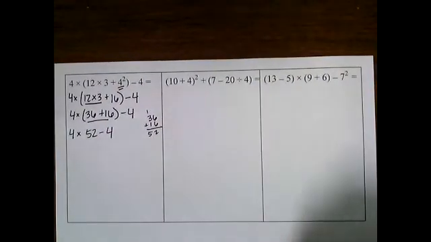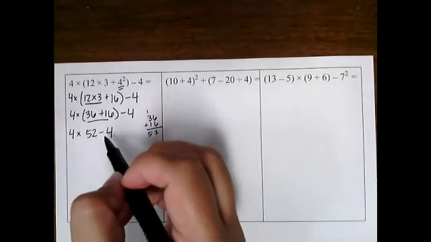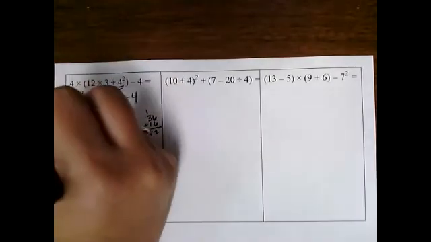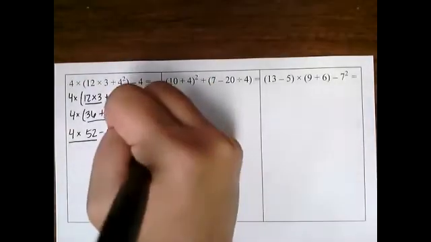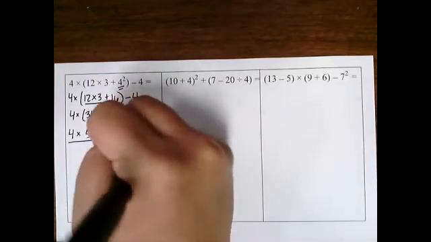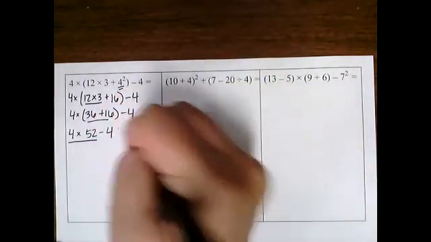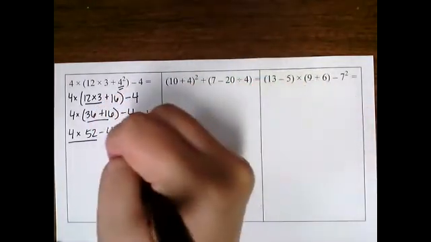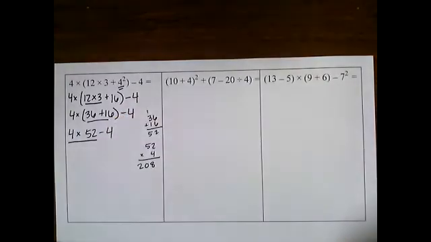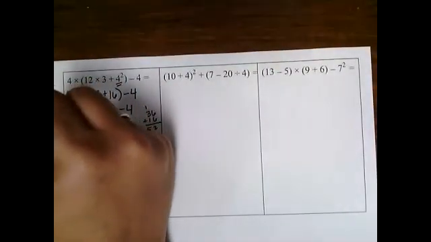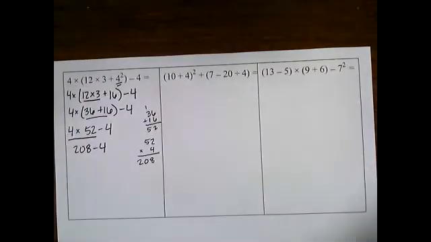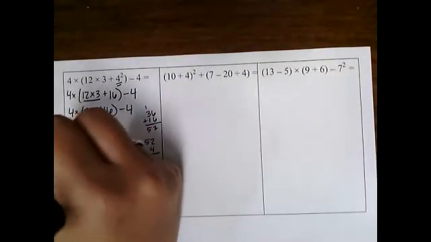Again, order of operations, multiplication comes before subtraction. So I have to do 4 times 52. 4 times 2 is 8. 4 times 5 is 20. So you get 208. And then subtract your 4, and you get 204.